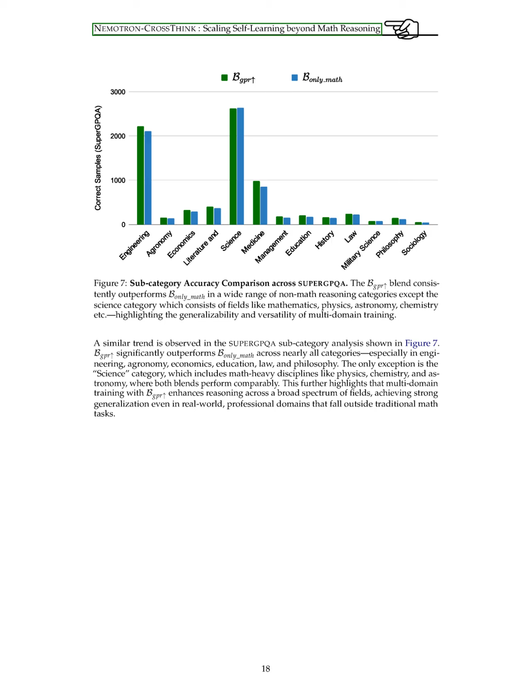Nemotron-CrossThink is the first framework to systematically integrate multi-domain and multi-format data into reinforcement learning, introducing verifiable reward mechanisms for non-deterministic domains and demonstrating that blending diverse reasoning sources enhances generalization across benchmarks.